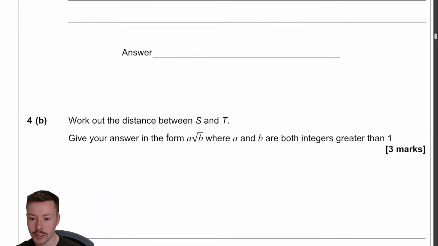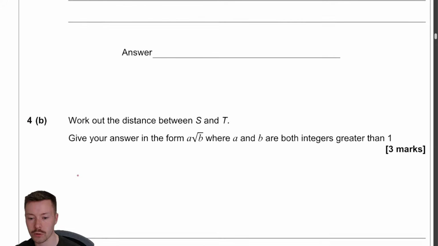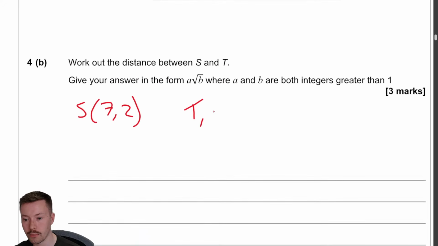Part B, work out the distance between S and T, give your answer in the form A root B. So working out the distance, we're going to do Pythagoras. I'll just write them down here again. So S is 7 and 2, and T is 5 and minus 4.